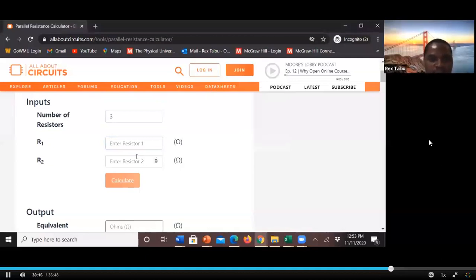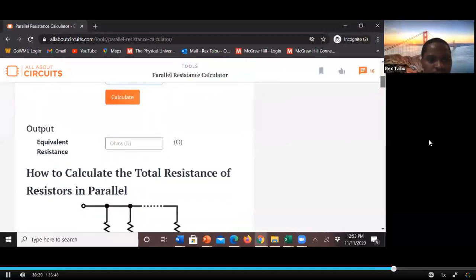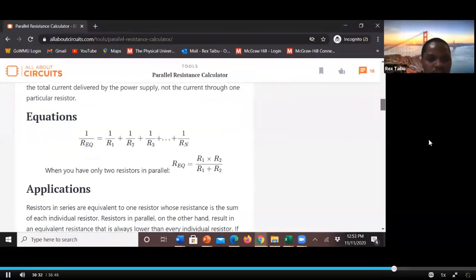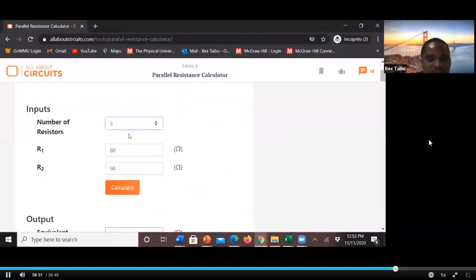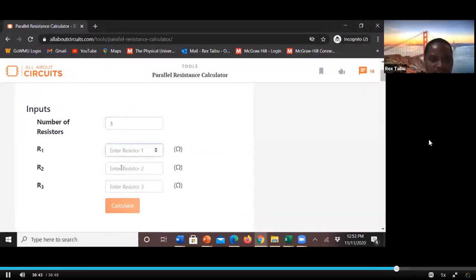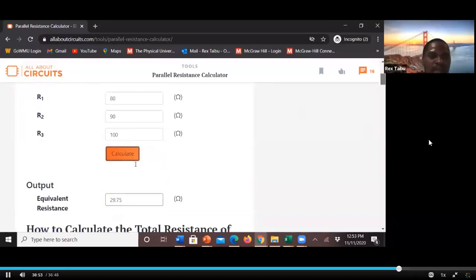So you add the 80, then you add the 90. We're supposed to have 3 resistors, right? Why do they have only 2? Not a good calculator, because I need number of resistors 3. Oh yeah, so when you click 3, enter, it gives you that option. So we had 80, 90, 100. Then you press calculate, then the answer will be down there.